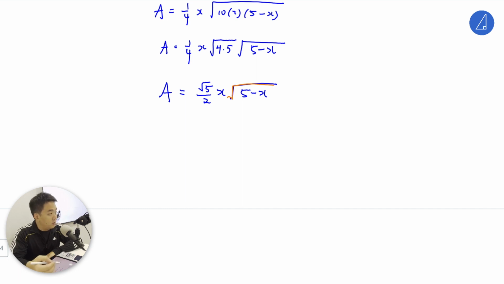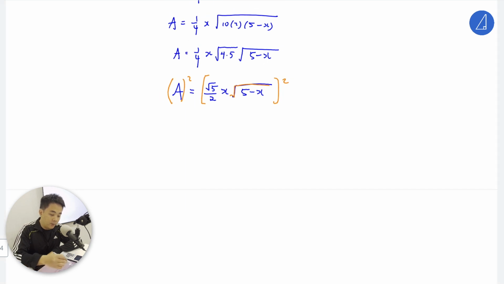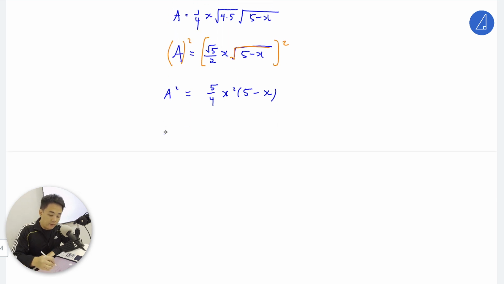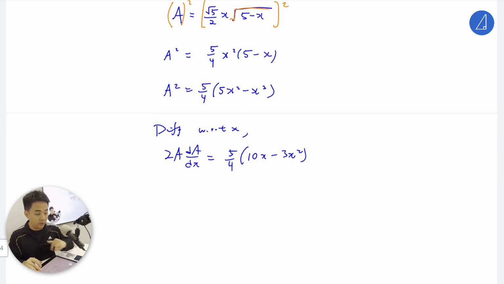So one of the tricks that we use, because we already know implicit differentiation, is we're going to square both sides. Why? Because when we square both sides, we get A squared equals 5 over 4 times (5x squared minus x cubed). Suddenly this one is easy to differentiate. Understand? Much easier. So you differentiate with respect to x. This one becomes 2A dA/dx equals 5 over 4 times (10x minus 3x squared). Agree? So it's quite straightforward here.